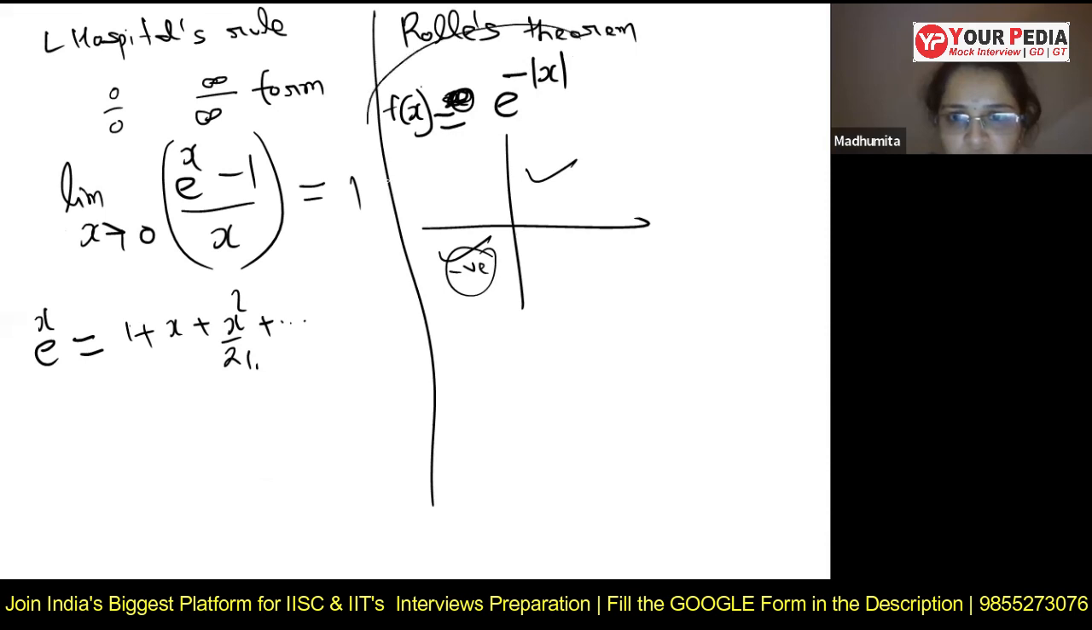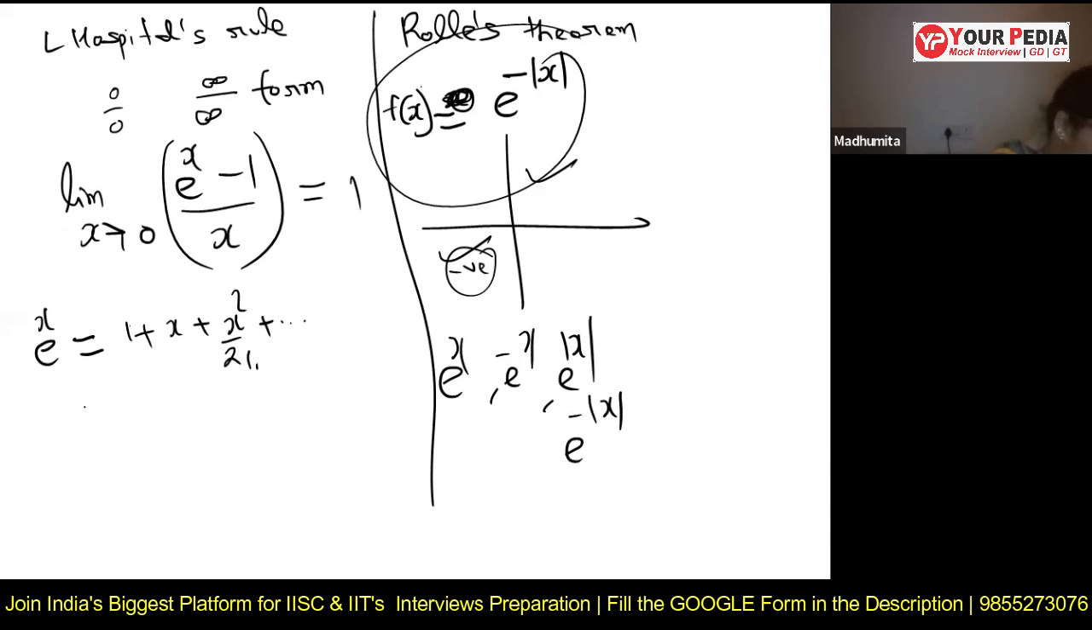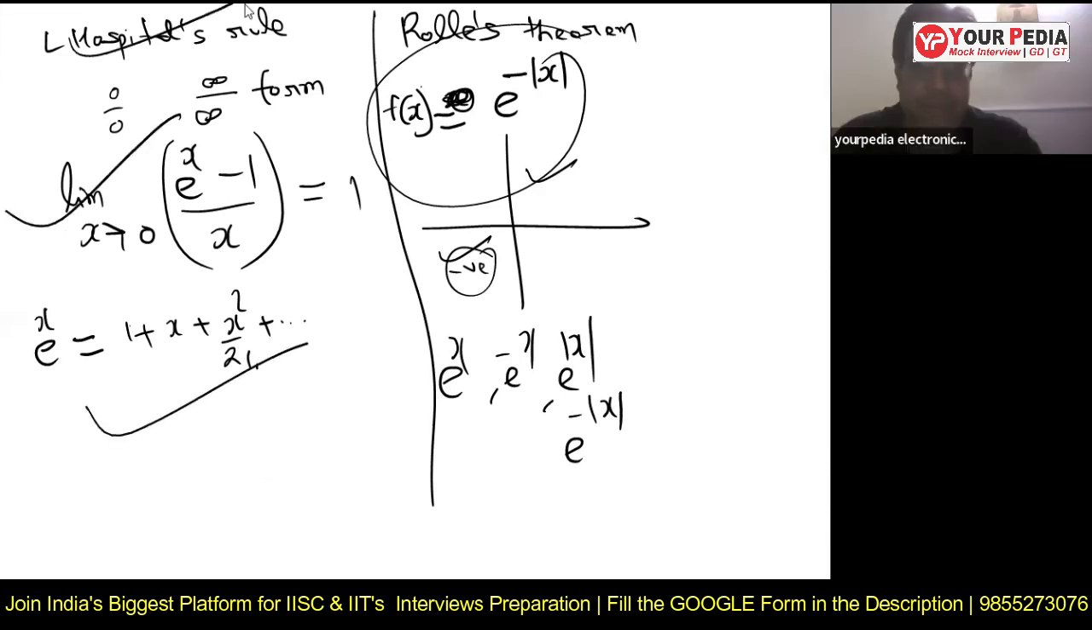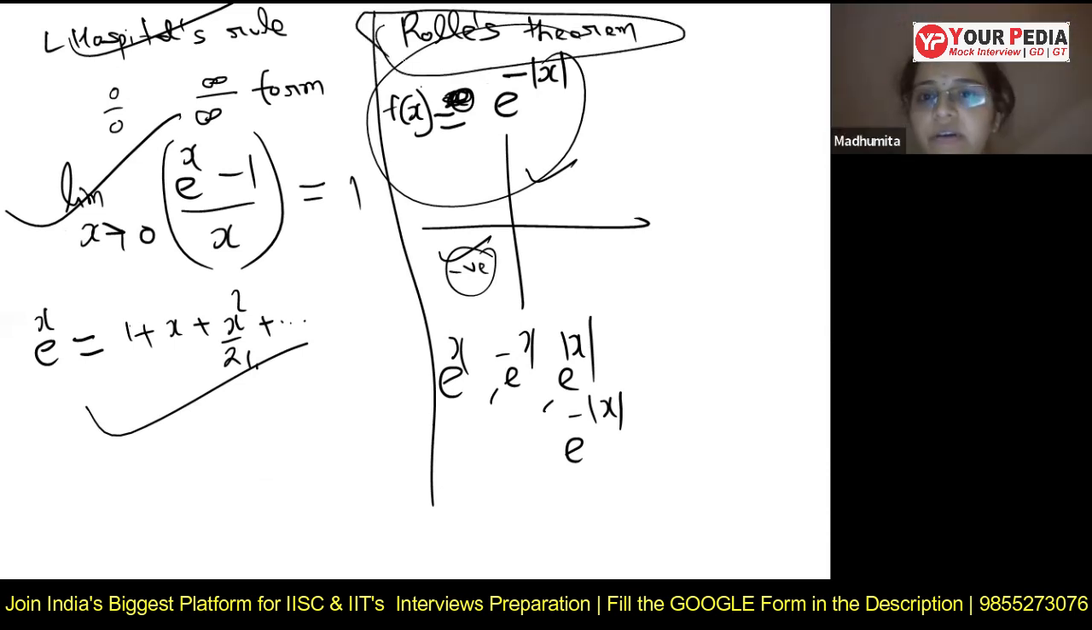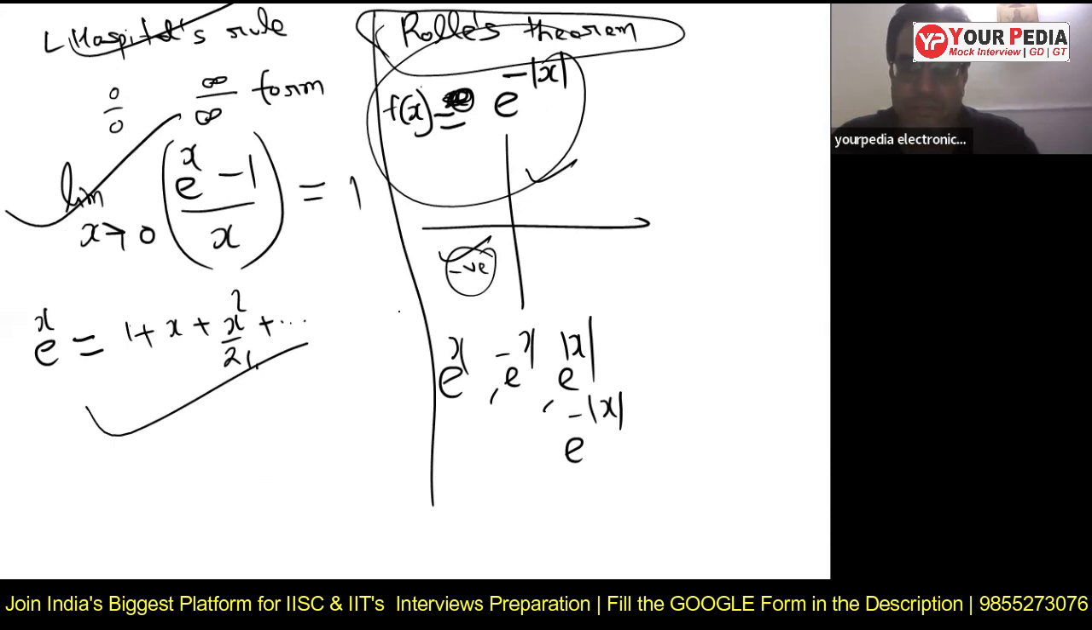And this also is an important graph you don't know. So please learn e to the power x, e to the power minus x, e to the power mod x, e to the power minus mod x. All these graphs you have to prepare. This was okay, this was okay. Revise Rolle's theorem and also the mean value theorem.